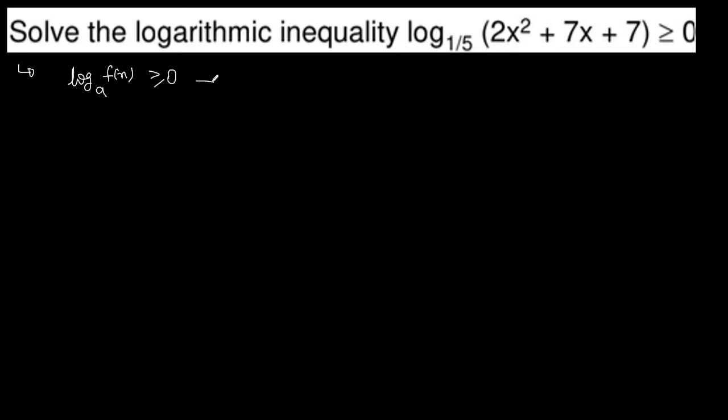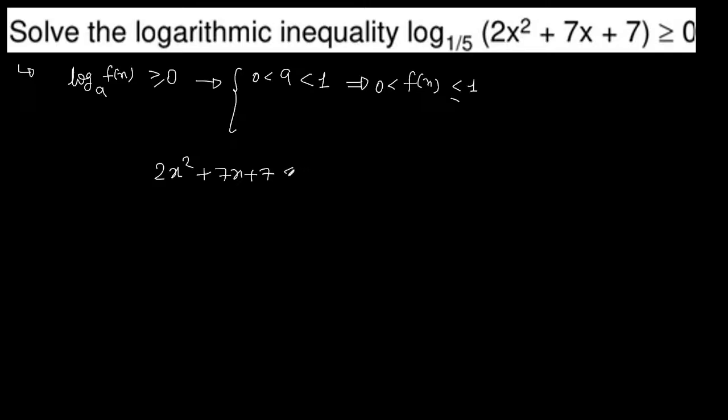So we know that in this case, since 1 by 5 is between 0 to 1, we can say that fx will be bigger than 0. The inequality will change, it will become a to the power 0, which is 1. Can we say this is what we are going to get? So from here it is nothing but 2x square plus 7x plus 7 is less than equal to 1, and this is bigger than 0. Yes.